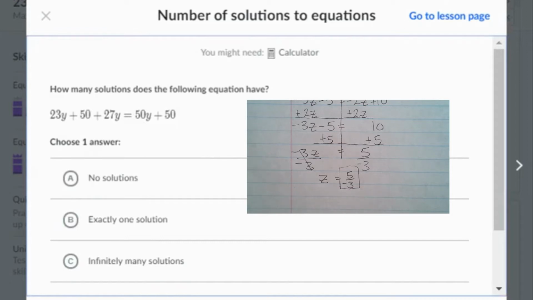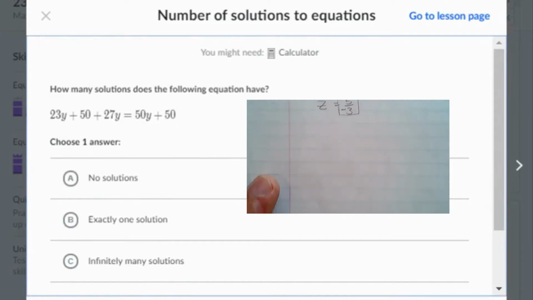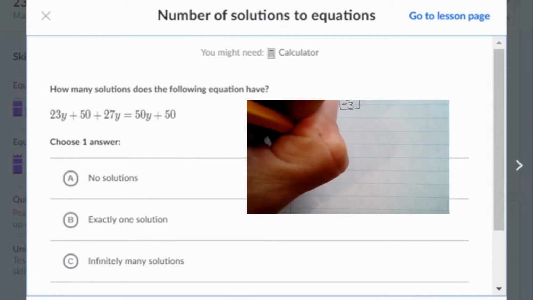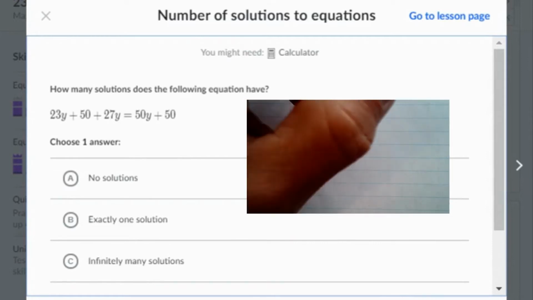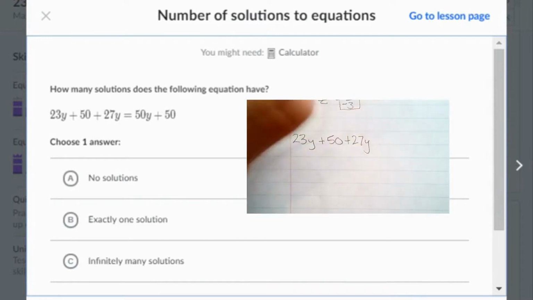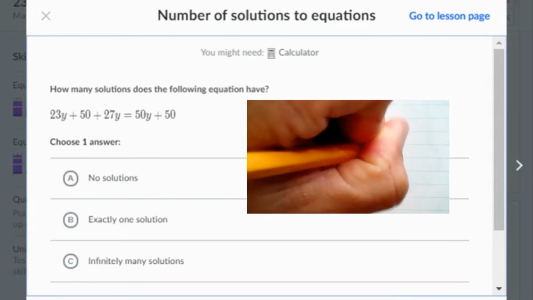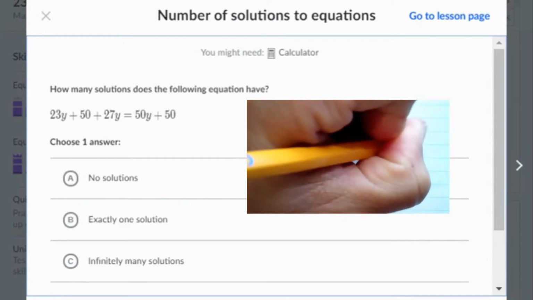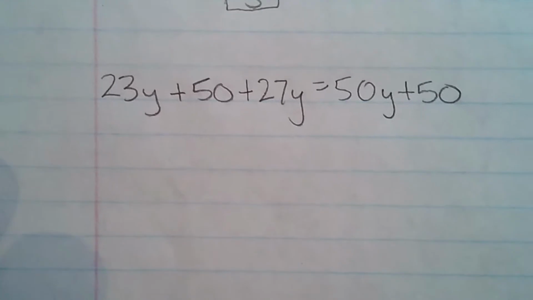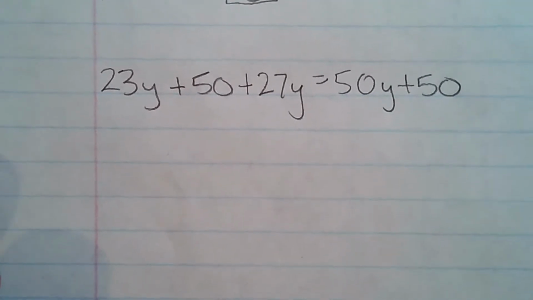Okay, I'm going to show you the next one. Let's see, it's 23y plus 50, plus 27y equals 50y plus 50. Okay, so I got this, and I'll tell you right off the bat, I know that there are infinitely many solutions. But let me solve this and show you, and then I'll tell you how I was able to do that in my head quickly.